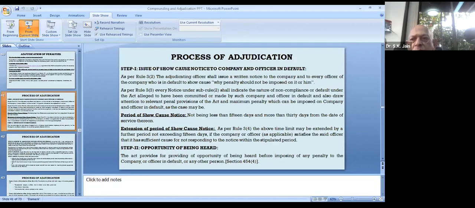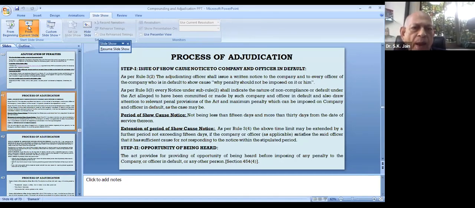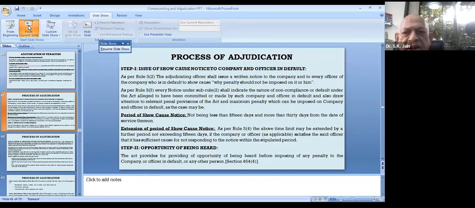Adjudication of penalties rules, and what are the steps? First, the ROC, who is adjudicating officer, will issue a show cause notice to the company and officer in default. So the show cause notice will state the nature of offense, the amount of penalty which can be imposed, what is the minimum penalty, and which may extend to which amount. So as per rule 3(2), the adjudication officer shall issue a written notice to the company, and every company who is in default has to show cause why penalty should not be imposed.